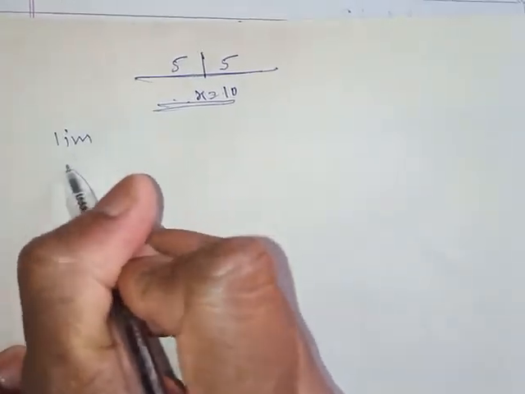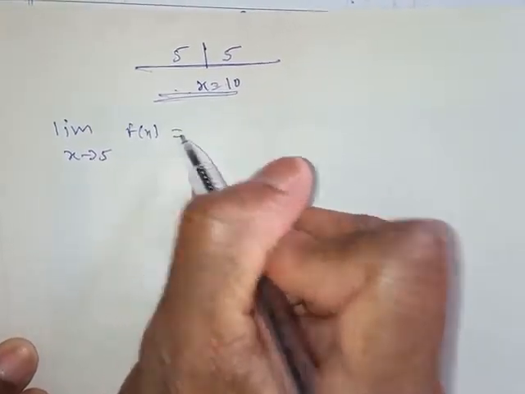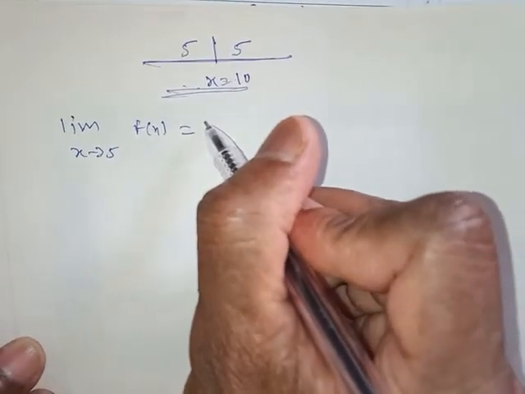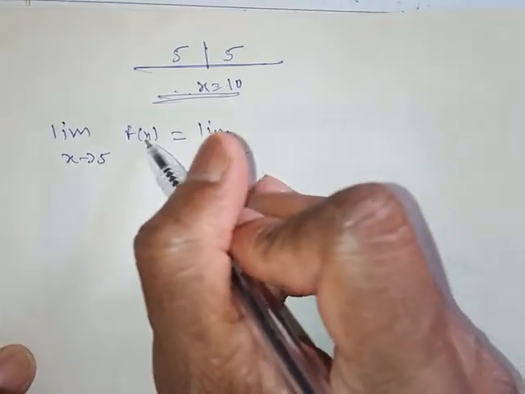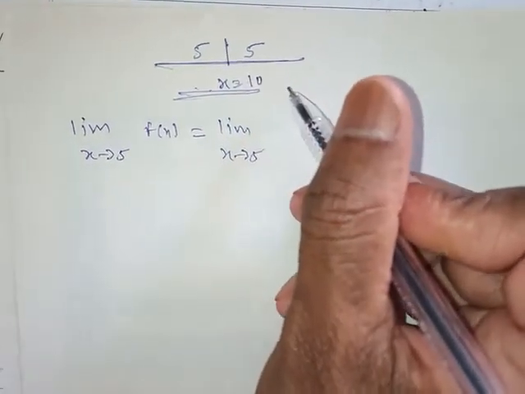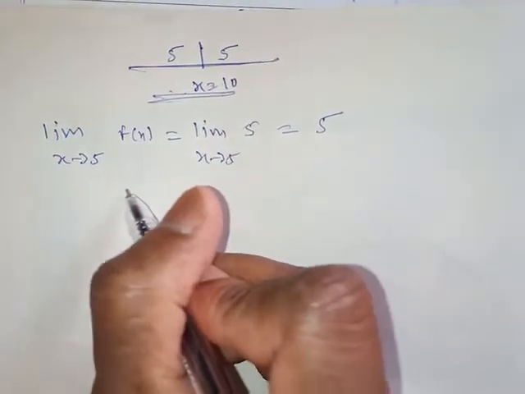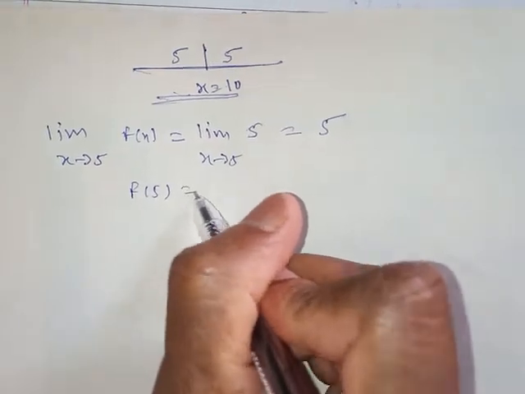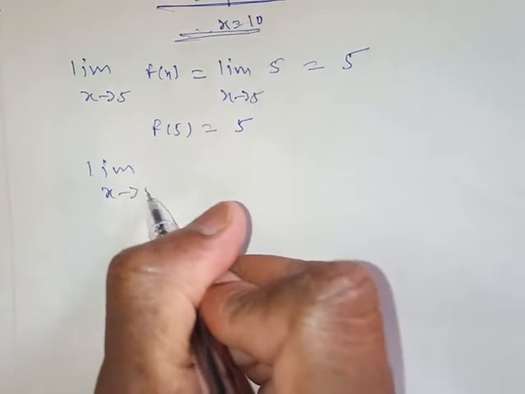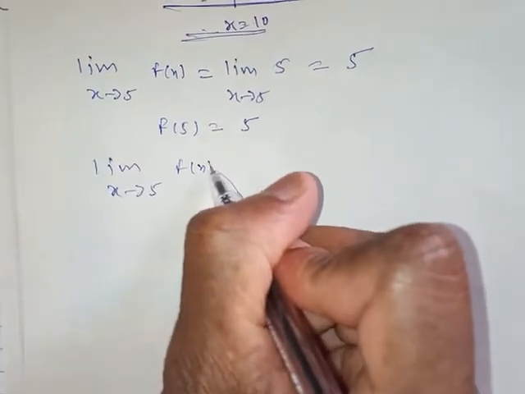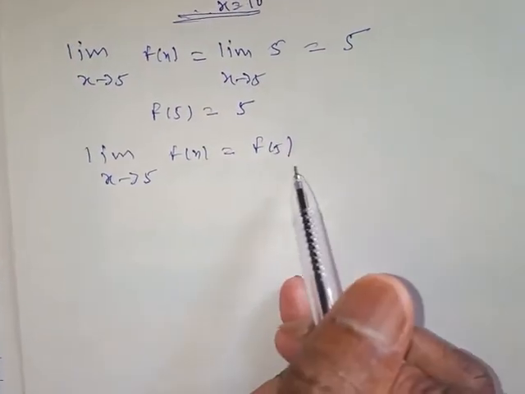Limit x tends to 5 of f of x is equal to, what will you write? Limit x tends to 5 of f of x. f of x is defined as 5. So it is 5 is equal to 5. And what is f of 5? f of 5 is also 5. So what we proved: limit x tends to 5 of f of x is equal to f of 5. So the function is continuous.